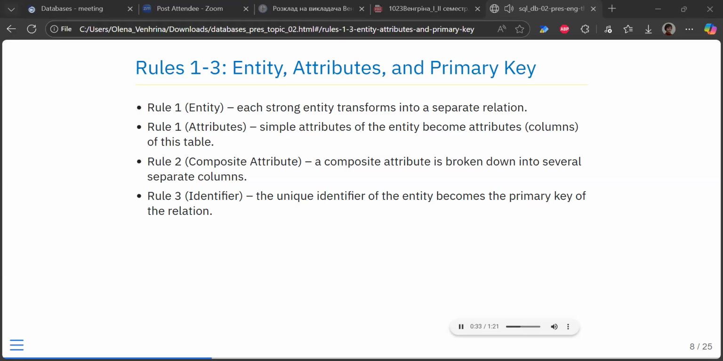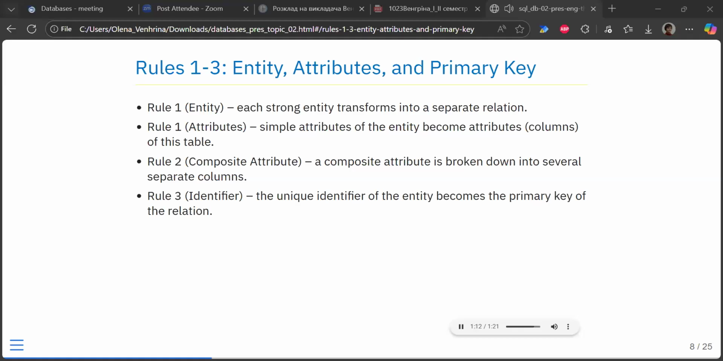If we had a full name attribute, we do not create a single full name column. To ensure the correct operation of the model and the ability to search or sort, we must atomize the data. Therefore, full name turns into 3 separate columns: last name, first name, and middle name. And Rule 3, the most important in this block, concerns the identifier. The unique identifier we defined at the conceptual level, most often a surrogate key like student ID, becomes the primary key or PK of our relation at the logical level. It is this mechanism, the PK, that will guarantee the uniqueness of every row, as required by set theory, which we talked about earlier.